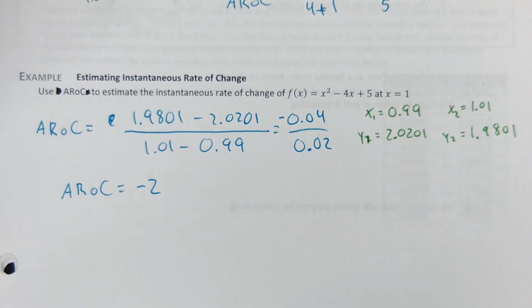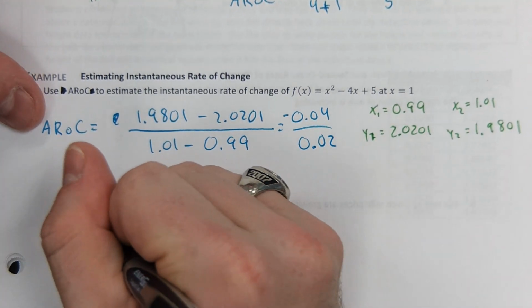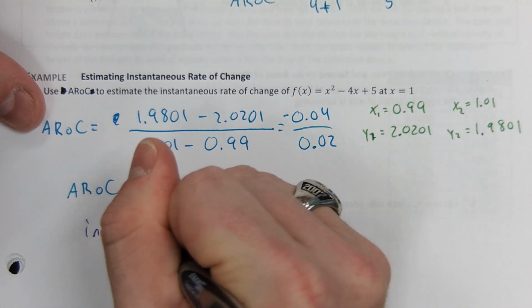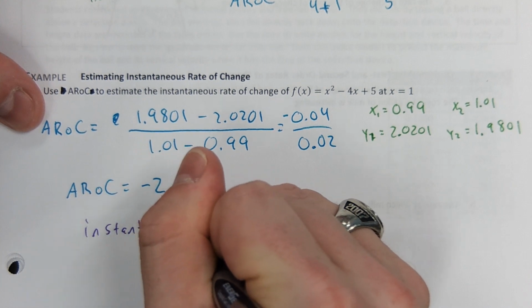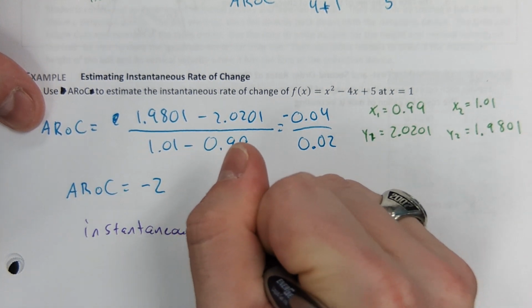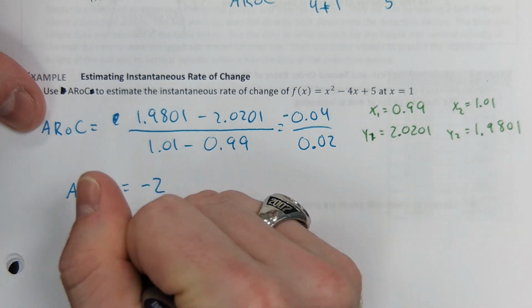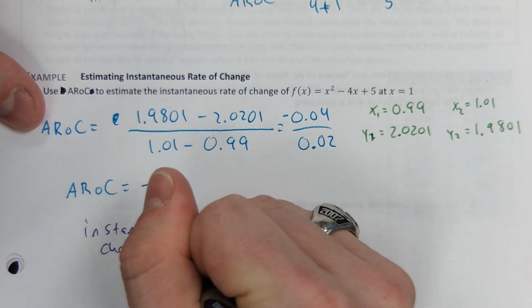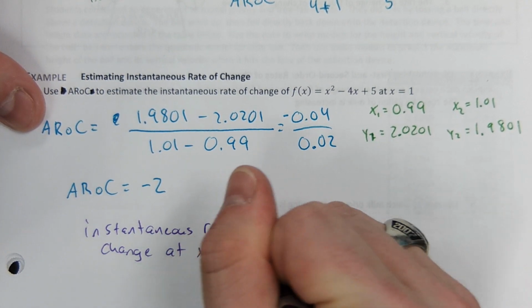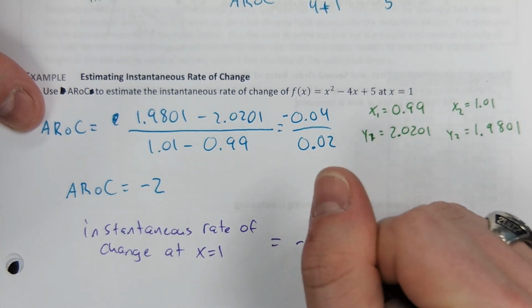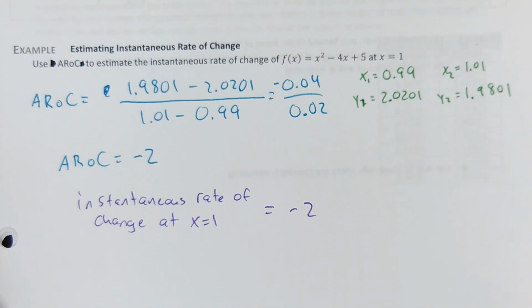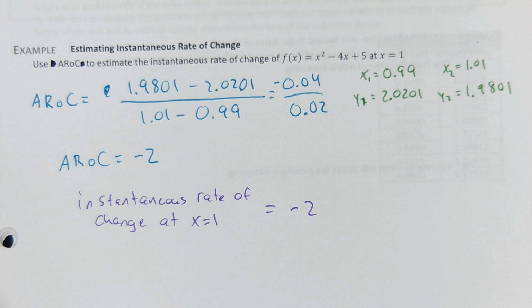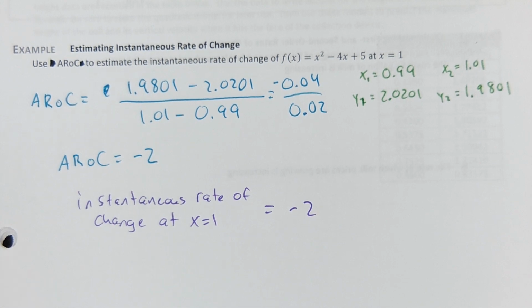So what we can say is that our instantaneous rate of change at x equals 1 equals negative 2. And that is an estimation. As it turns out, that is the exact instantaneous rate of change at x equals 1.